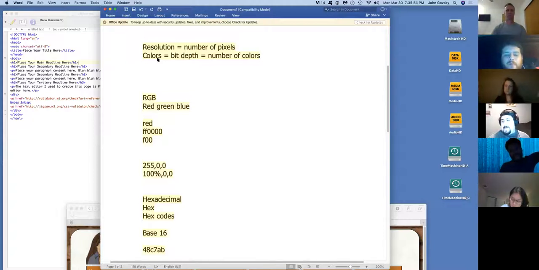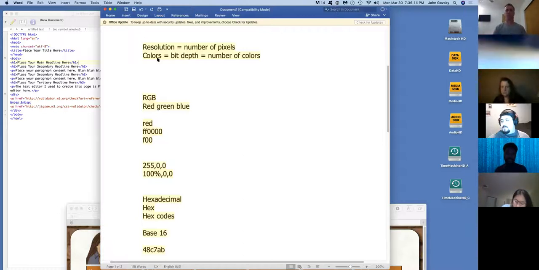And you can't really know exactly how big the image is going to look on the user's screen because they have screens with different resolutions. Now you can approximate. In the old days of the mid 80s, screen resolutions on the original Macs were 72 pixels per inch. So 72 pixels per inch became a kind of standard for web images.